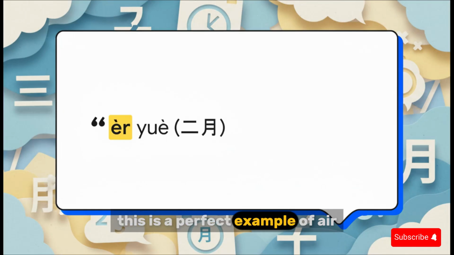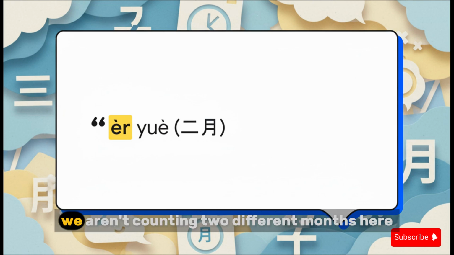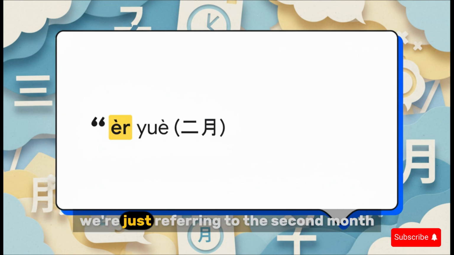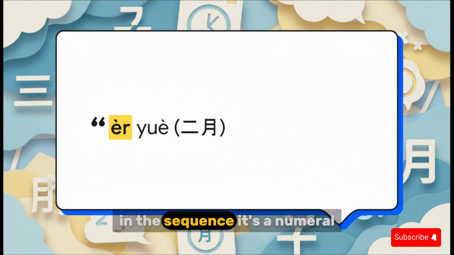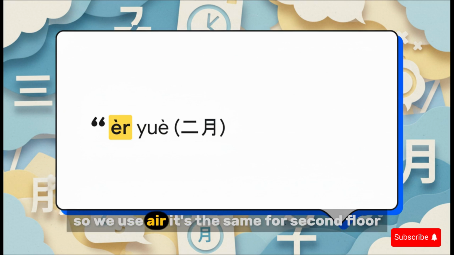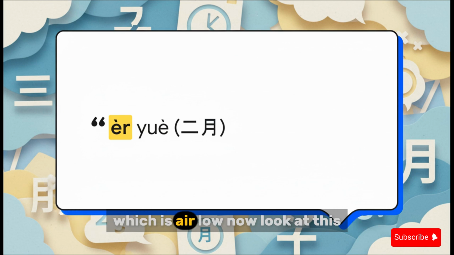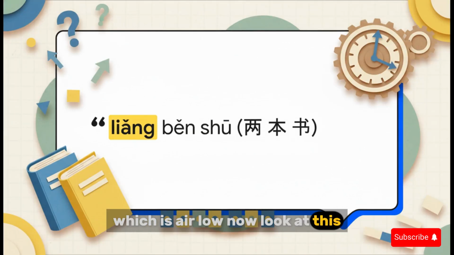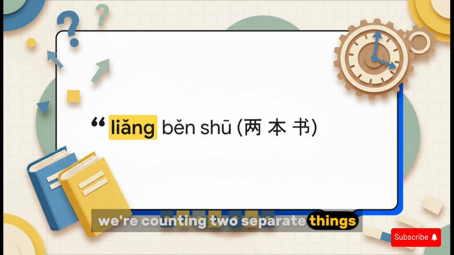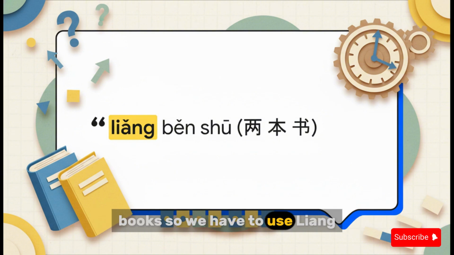This is a perfect example of er. February is literally month 2. We aren't counting 2 different months here. We're just referring to the second month in the sequence. It's a numeral, so we use er. It's the same for second floor, which is er lou. Now, look at this. We're counting 2 separate things, books. So we have to use liang.